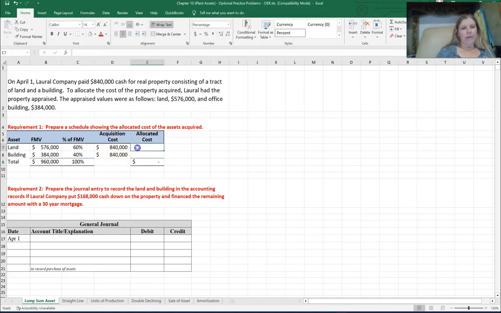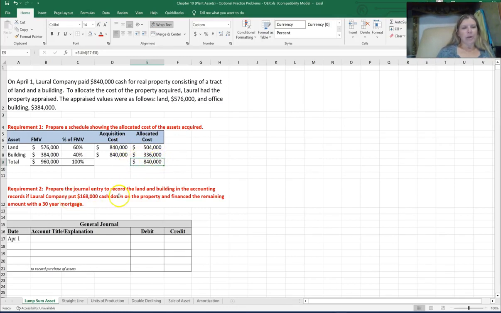So of the $840,000, I need to multiply that times the 60% for the land. So it's going to allocate 60% of that $840,000 to the land and 40% to the building. So $336,000 of the $840,000 is going to go to the building. Because remember, those are two separate assets, so we have to record them separately on our books. Land is never depreciated and buildings are depreciated. So we have to record those separately. And when you're done allocating the costs, make sure that you add back up to what you paid for the piece of property.